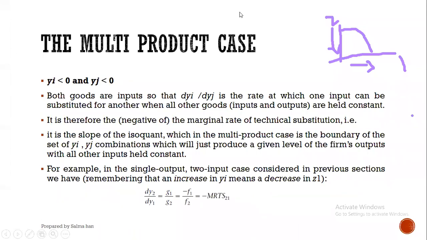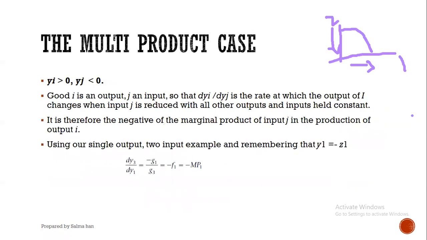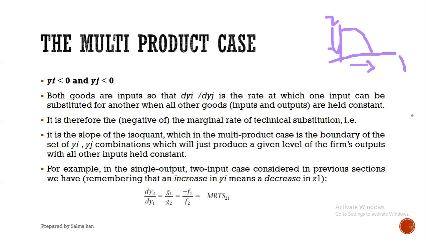Now, suppose yi is less than 0 and yj is less than 0. When you see this condition, instead of directly moving to the theory, you can also make this thing in your mind, what the statement is saying. You can interpret this result from the statement as well. How do we know that yi is less than 0? Whenever the value of y is less than 0, then that y is used as an input in the production process. Similarly, yj is also less than 0.